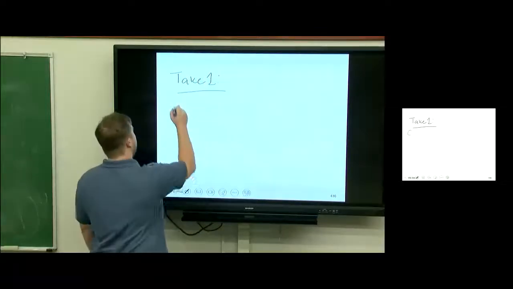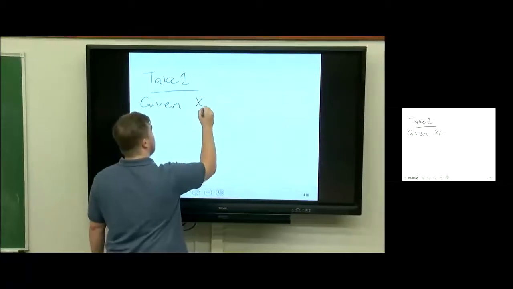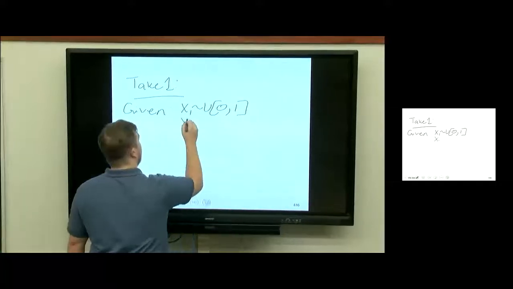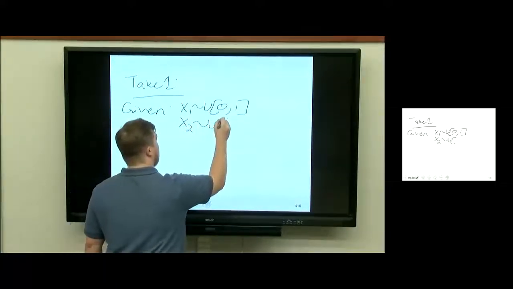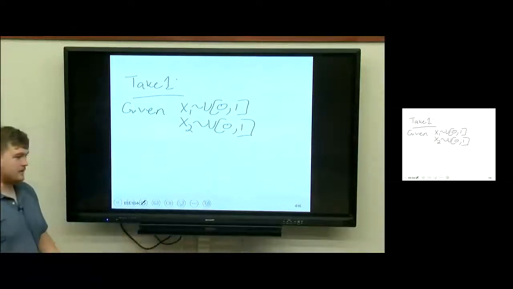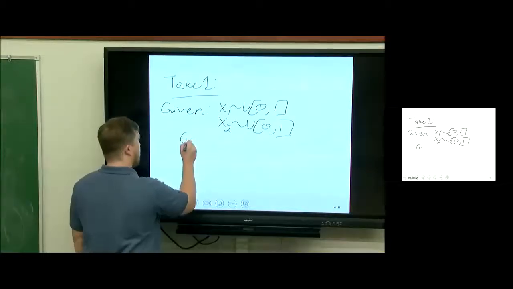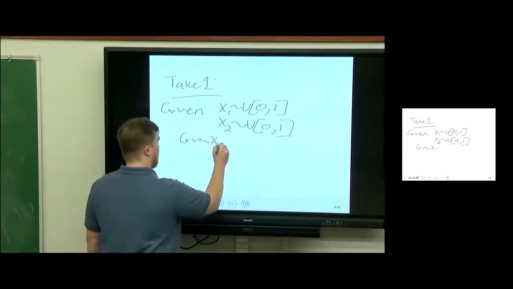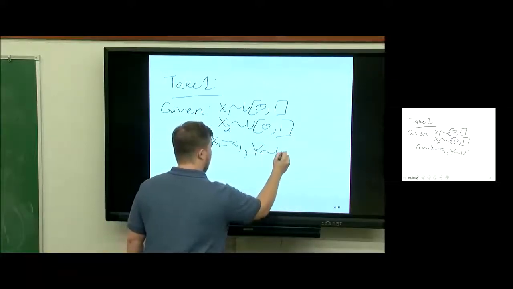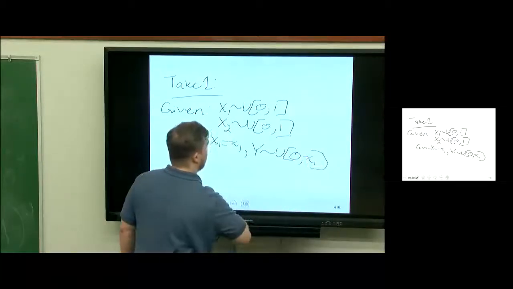So what do we know in this problem? What are we given? We know x1 is distributed uniformly on 0 to 1. x2 is distributed uniformly on 0 to 1. We also know something else about this problem. We know that given x1 equals little x1, y is distributed uniformly on 0 to x1.